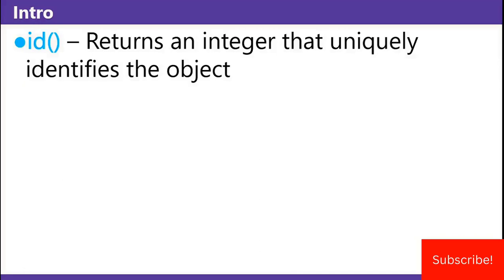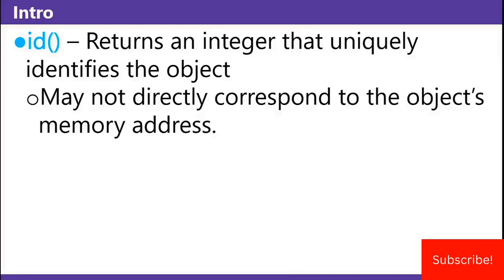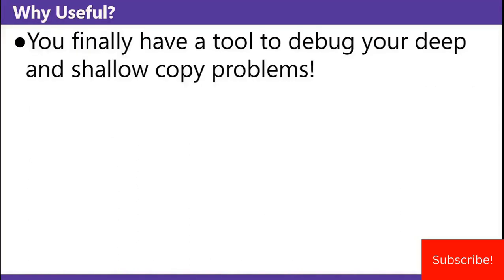The id function in Python returns an integer that uniquely identifies the object. The ID may not directly correspond to the object's memory address. Why is the id function useful? You finally have a tool to debug your deep and shallow copy problems.